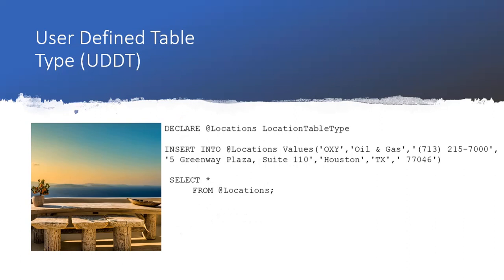Once we've declared a new table type, we can declare a variable, here @locations, that's of that type. And this is a simple insert into this variable, which is of a table type, and it has the ticker symbol, the industry, the phone number, the address, the city, state, and zip. And then we can query this variable @locations as if it were any other table.